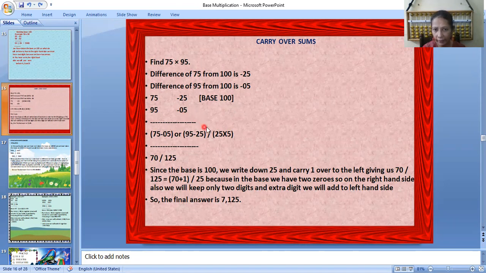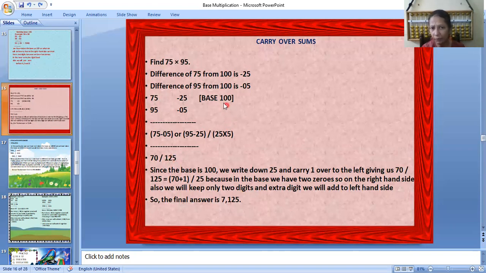Here I have ignored the minus sign. Why? Because you can write it down for your convenience, or if you are able to understand, you can ignore it also. It is just the same, it will not make any difference. So if you multiply minus 25 with minus 05, you will get plus 125. Now look at this 125. 125 is a 3-digit number.